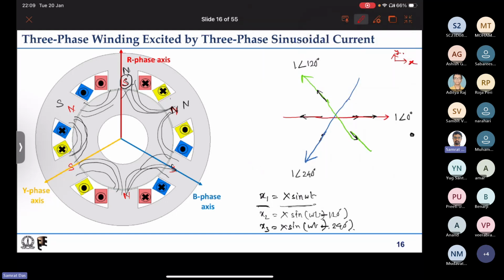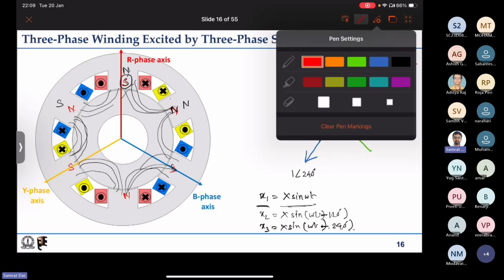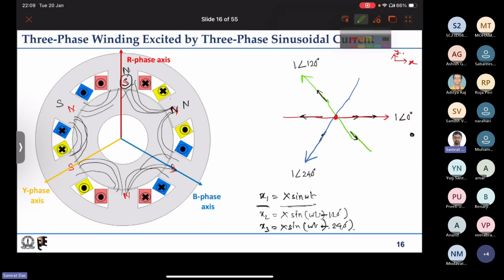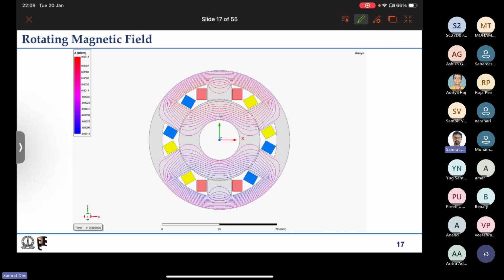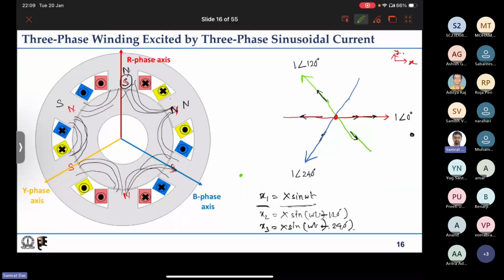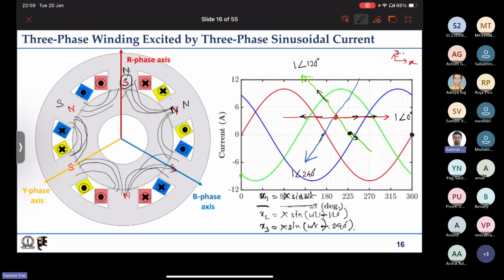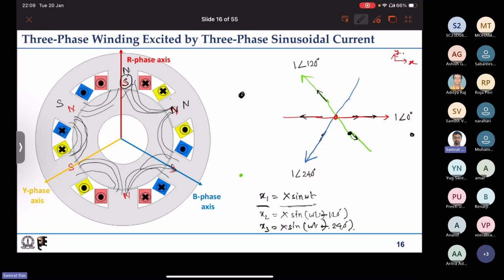At omega t equal to 0, it is 0. For the yellow one, what is the value? Okay, it is some negative value, so it has to be here, somewhere here. Then blue, if I go ahead, blue at omega t equal to 0 is the same positive value, root 3 by 2, positive value.